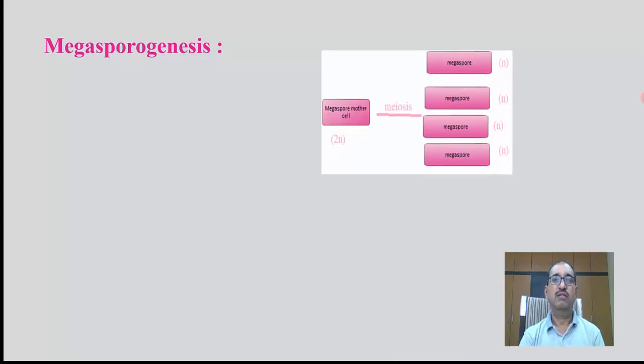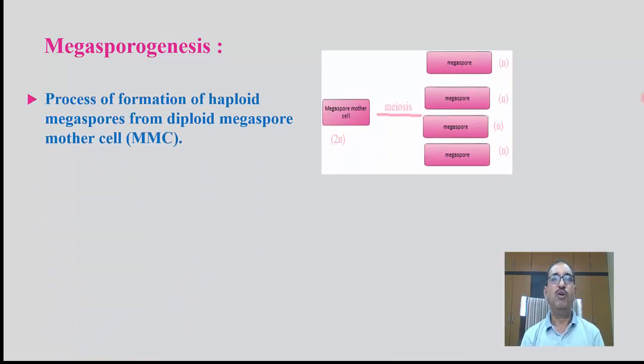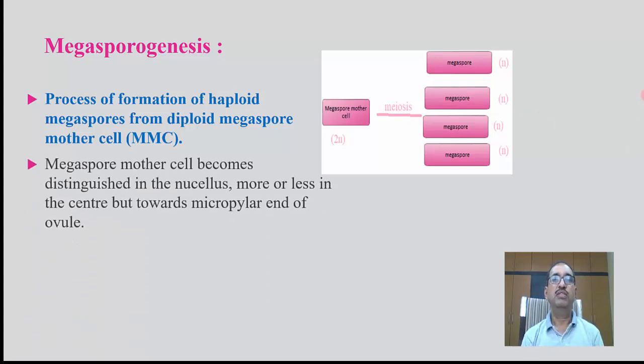Megasporogenesis. The process of formation of haploid megaspore from diploid megaspore mother cell is called megasporogenesis. In this megasporogenesis, from diploid megaspore mother cell, 4 haploid megaspores are produced by reductional cell division or meiosis. Megaspore mother cell becomes distinct in the nucellus, more or less in the center but toward the micropylar end of the ovule.